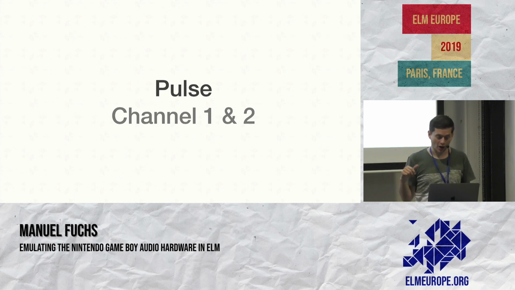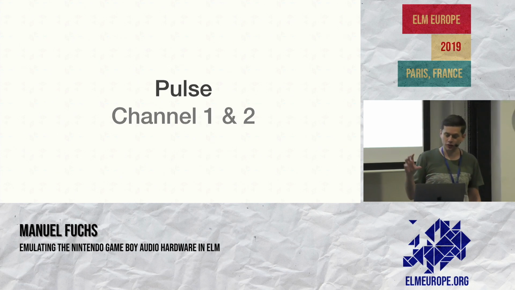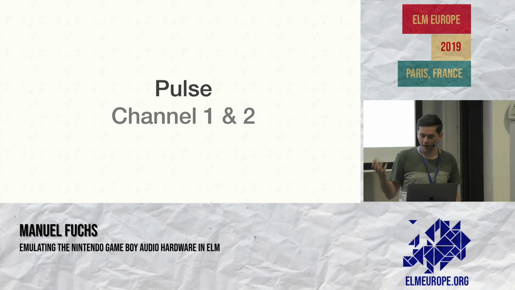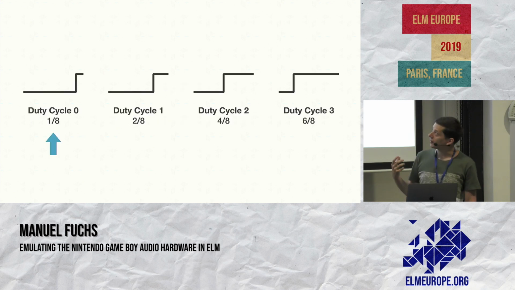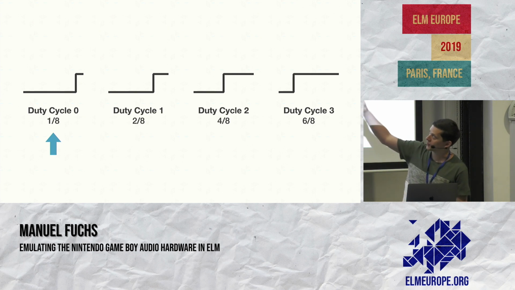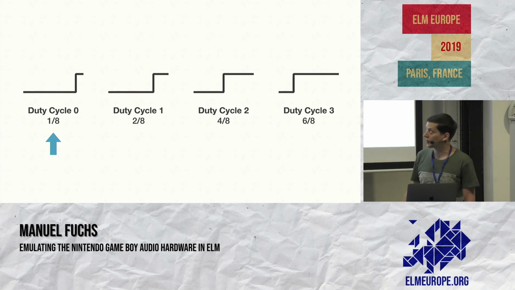Channels 1 and 2 can only output pulse waves of different duty cycles and are therefore called pulse channels. And a duty cycle is the fraction of one period in which the signal is active. This is a fancy way of saying that, for example, 1 out of 8 steps the signal is high, as you can see here for duty cycle 0.